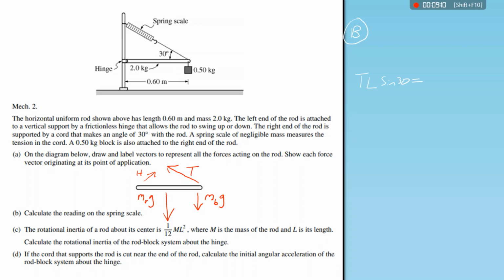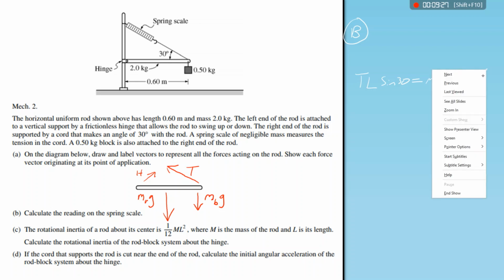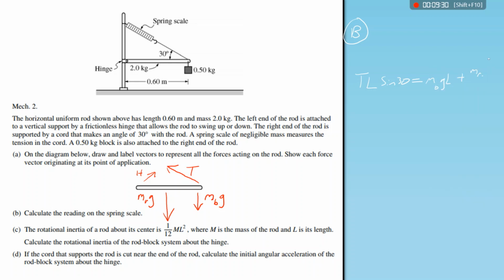M_B g, the mass of the block times g L, because that's at the end of the length. And then M_R g, the mass of the rod, times g L over 2. Okay, that was good. So now we should be able to start substituting and solving for T. Yes, sine 30 is half. Okay, sine 30 is 1/2, and then I've got an L and an L and an L, so I can get rid of all of my L's.